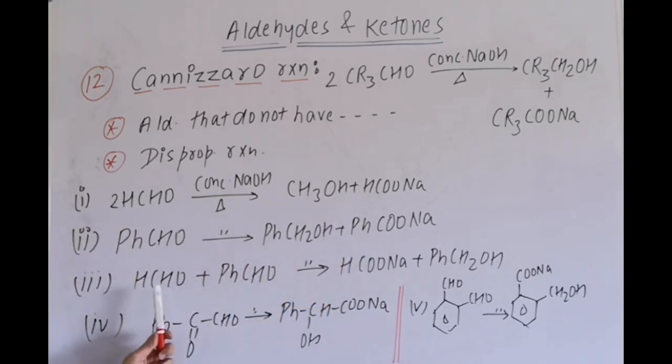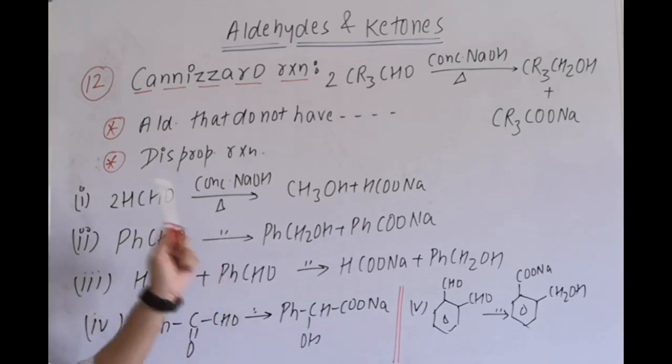Then the next reaction: 2 different carbonyl compounds and they do not contain alpha hydrogen. That is why this example is of cross Cannizzaro. Now always remember one thing: when we have 2 different carbonyl compounds in a Cannizzaro reaction, then the carbonyl compound which is more reactive in nucleophilic addition will be the one that is oxidized.